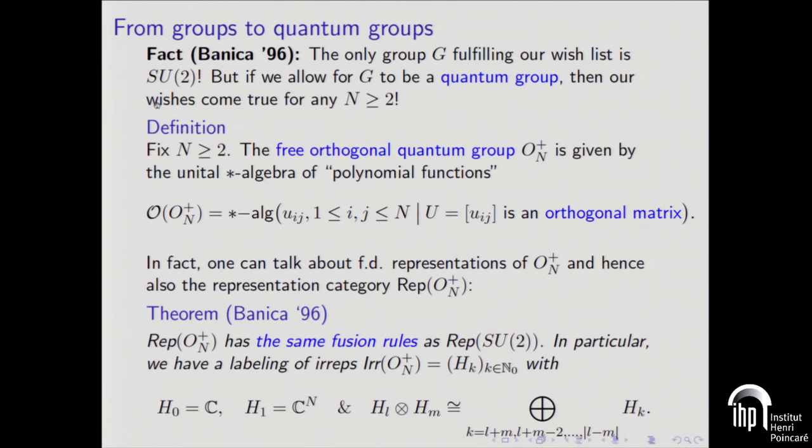In fact, one can do an entire parallel theory of representations for this object, in parallel with what one has for groups. You can talk about finite dimensional representations and look at the representation category. And the point here is that this star algebra has a representation category which is much like SU(2). So it has the same fusion rules, which was on our wish list. In particular, we have a labeling of irreducible representations by non-negative integers, and the basic representation H_1 is now n-dimensional.